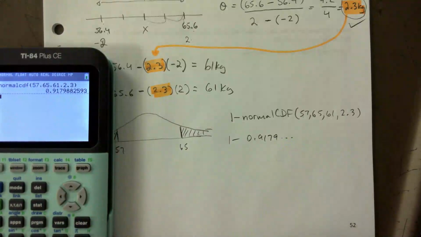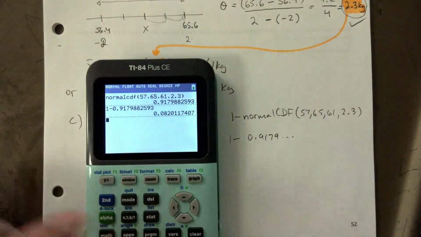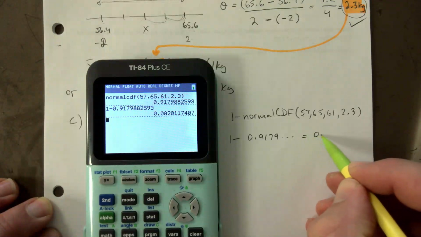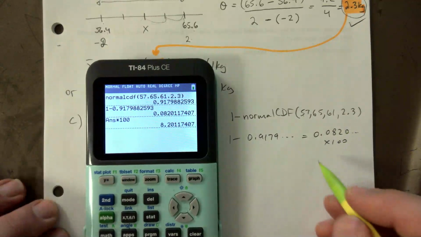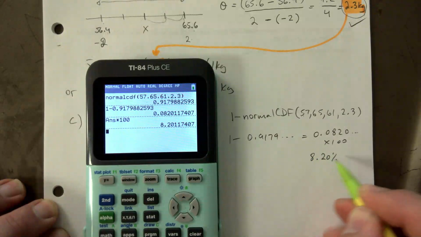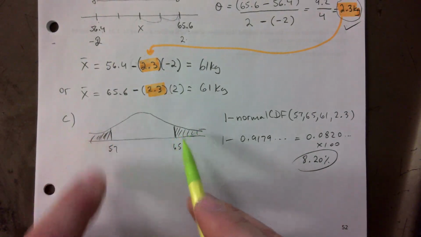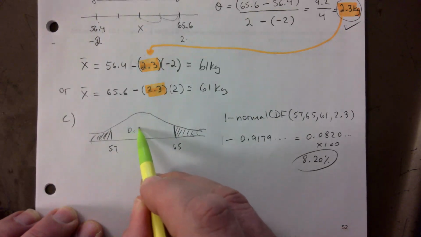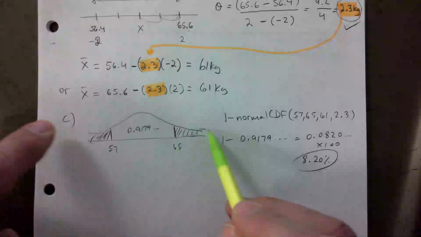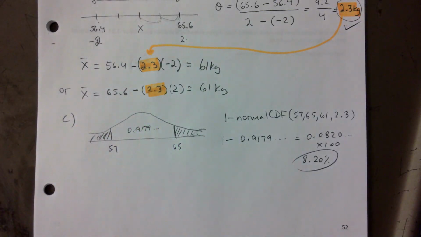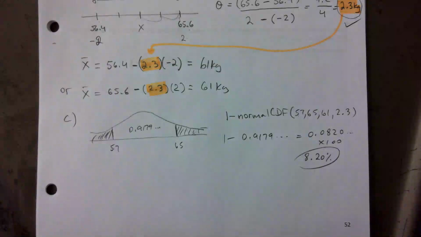That's 0.9179 and something. So I'm going to go 1 minus that, which is 0.0820 something, and multiply that by 100. That's 8.20% of bags fitting this criteria, both tails. I'm just going to make sure that the 0.9179 is this chunk right here. I subtracted from 1, and to me that's easier than doing 2 normal CDFs, to be honest, and then adding that up. So regardless of how you do it, you should get it.